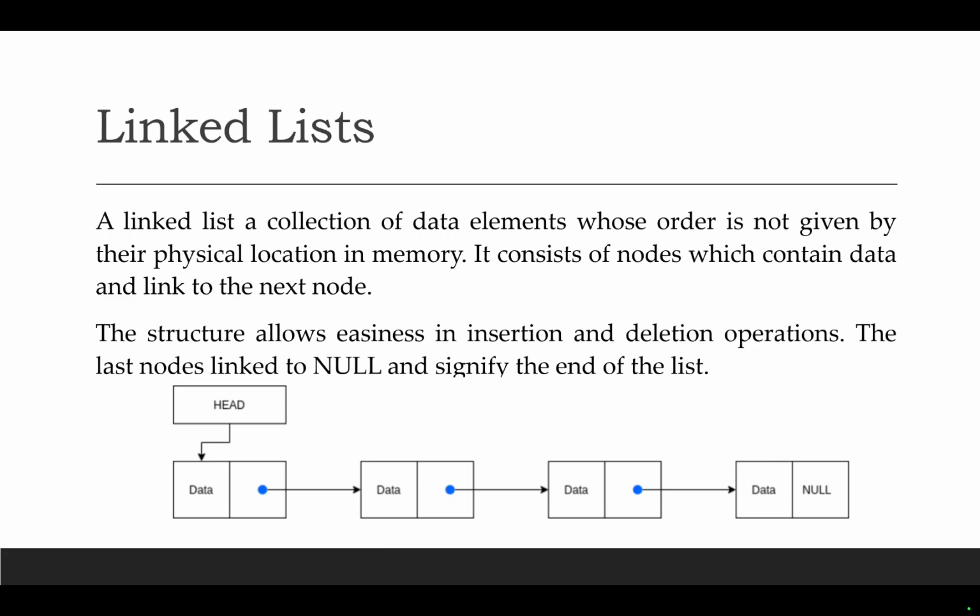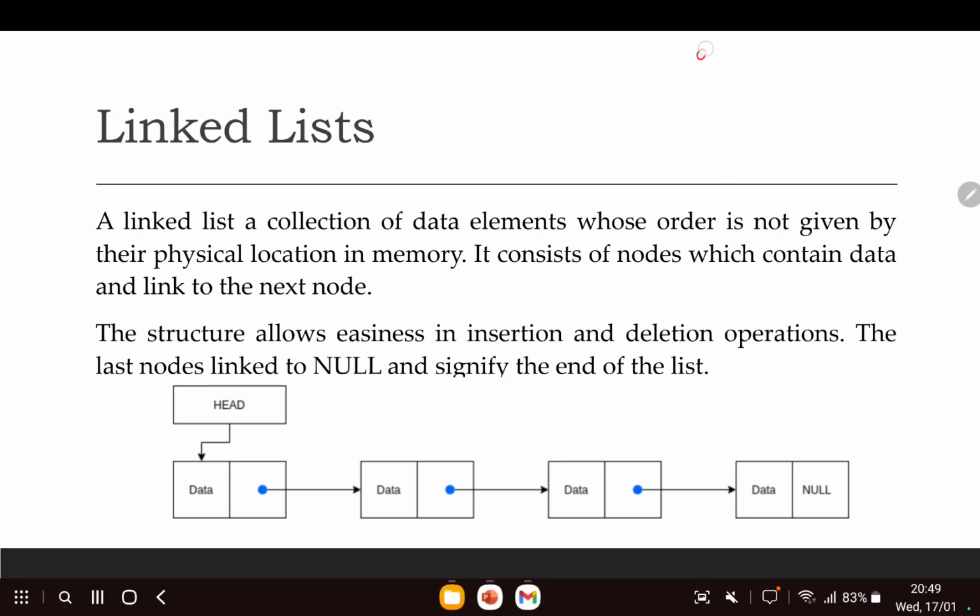The next one is a linked list. So a linked list is also one of the data structures. It is a linear data structure in which elements are not stored at contiguous memory locations. In an array, the elements are stored contiguously.